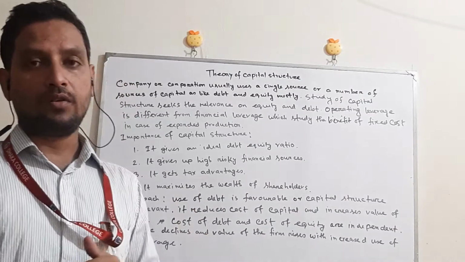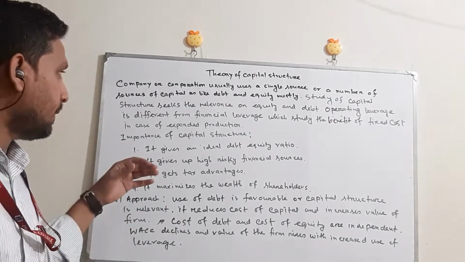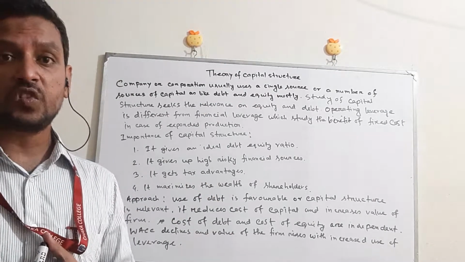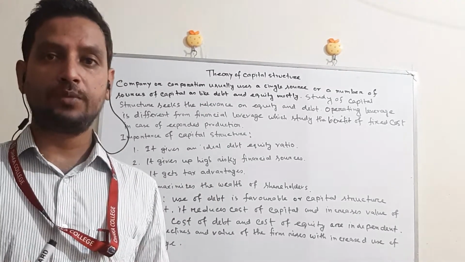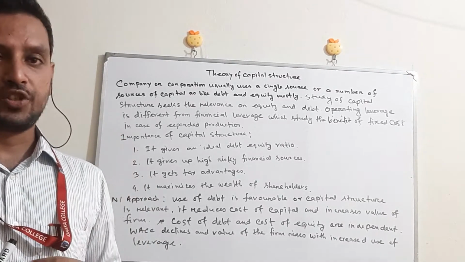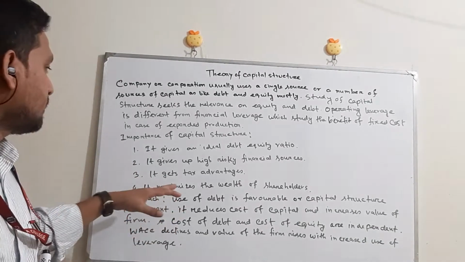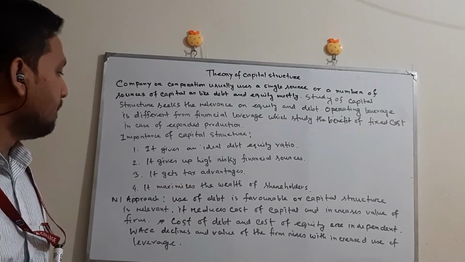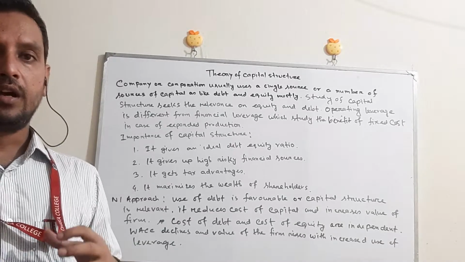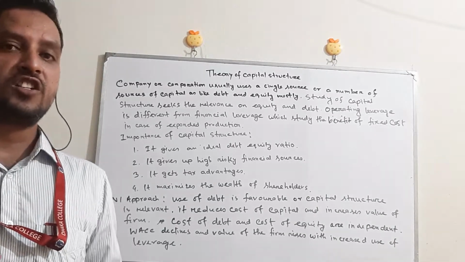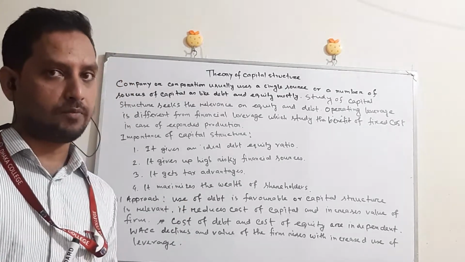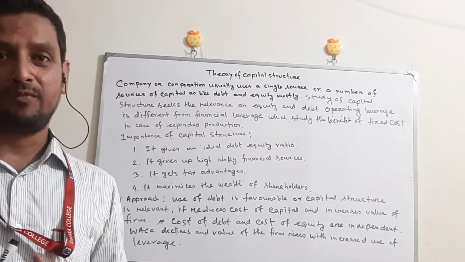So when we finance from cheap sources, I mean sources whose expenditure is cheap, we should use those sources and maximize the wealth of shareholders. If we use debt or financial leverage, then we may decrease the weighted average cost of capital and increase the value of the firm.